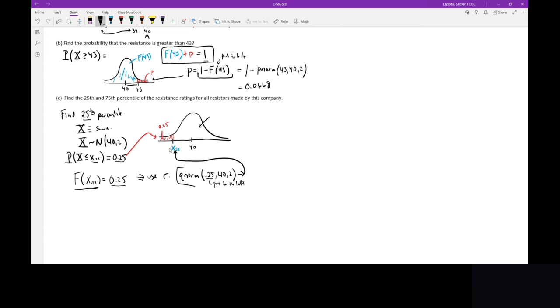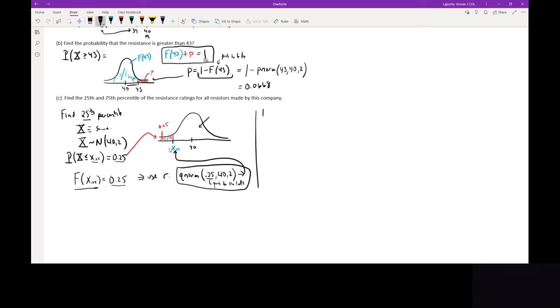So we'll come back and we'll do this one in R. Let me go ahead and write that down. qnorm(0.25, 40, 2). Okay. Before we do that though, let's look at the next one.